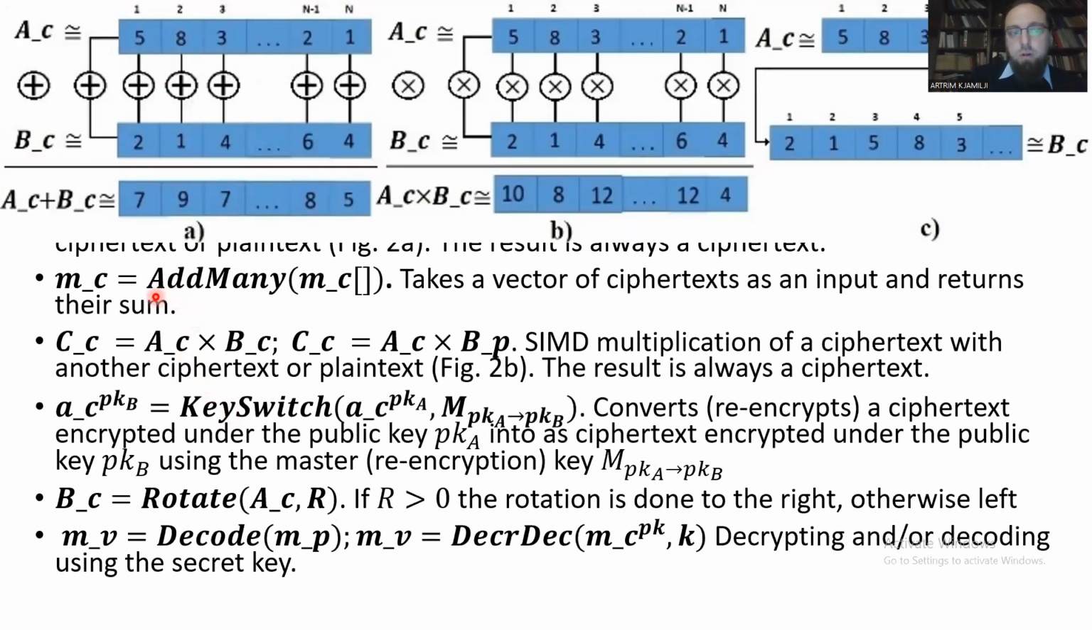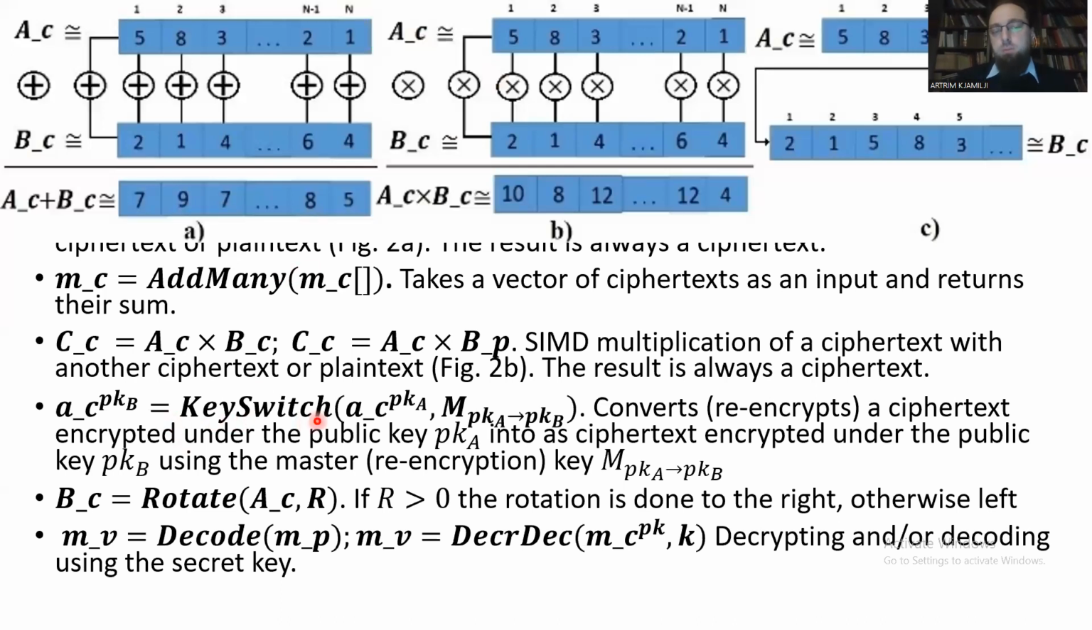Similarly, there's another function called add many, which takes a vector of ciphertexts and adds them all in a tree-wise manner. Then we can multiply a ciphertext and a ciphertext, or a ciphertext and a plaintext, and the result will always be a ciphertext. It's done in SIMD fashion, as illustrated in this figure over here. So if I multiply two ciphertexts, this is one multiplication, but in the background, it's like having n multiplications. So this is basically done in SIMD fashion: 5 multiplied by 2 is 10, 8 multiplied by 1 is 8, and so on till the end.